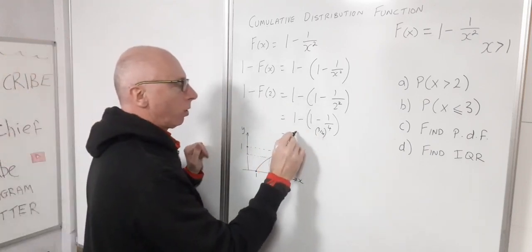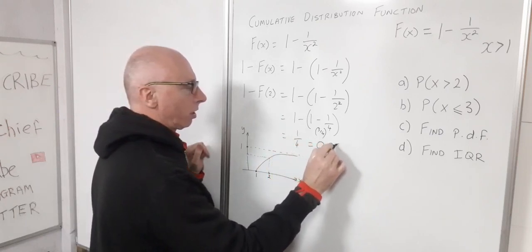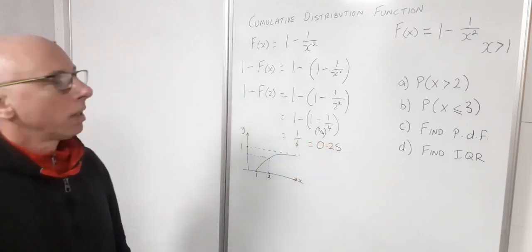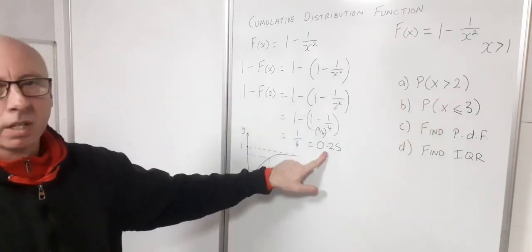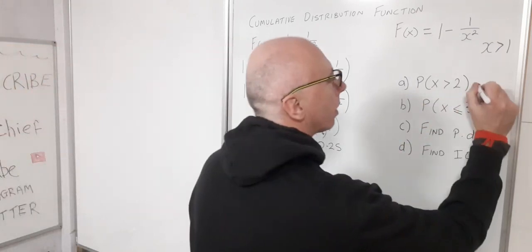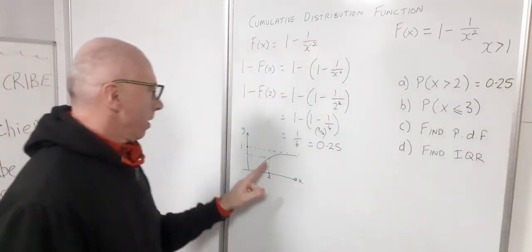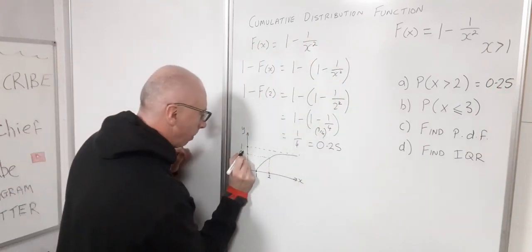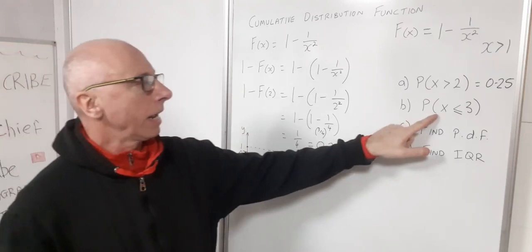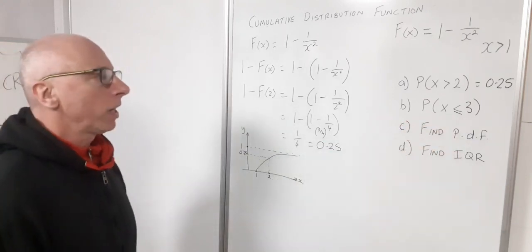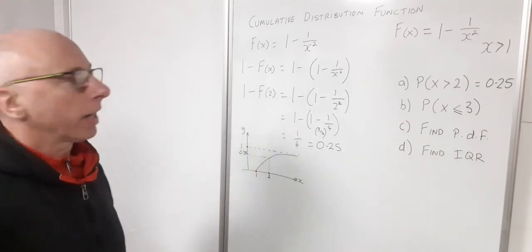So now we've got 1 minus 3 quarters. Then that will equal a quarter, which is 0.25. So that's our probability of x being greater than 2. It's 0.25. So therefore this value here will be 0.75. Okay, now the probability x is less than or equal to 3. Let's have a look at that. Take this off the board and we'll do the calculations.